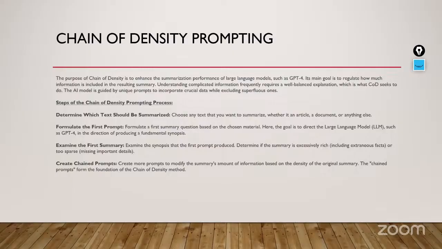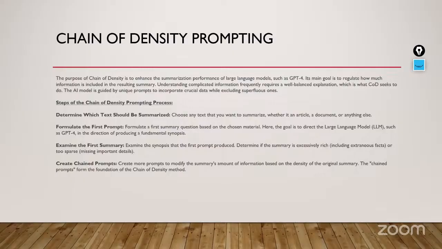Then, what are the steps of chain of density prompting? First step is to determine which text should be summarized. Choose any text that you want to summarize, whether it is an article, a document, or a PDF file, and so on and so forth.